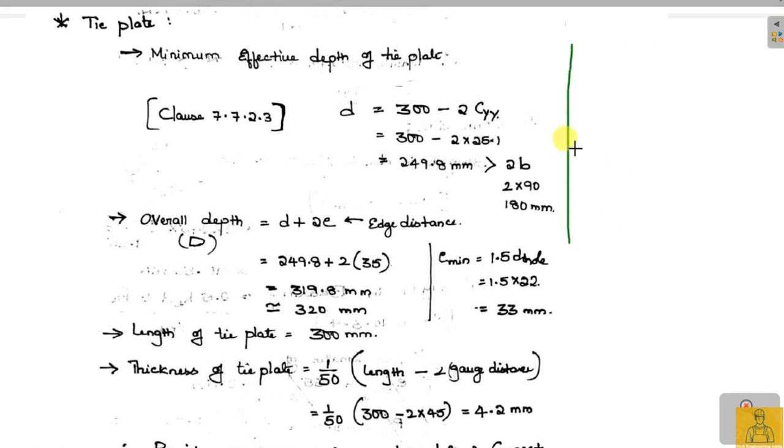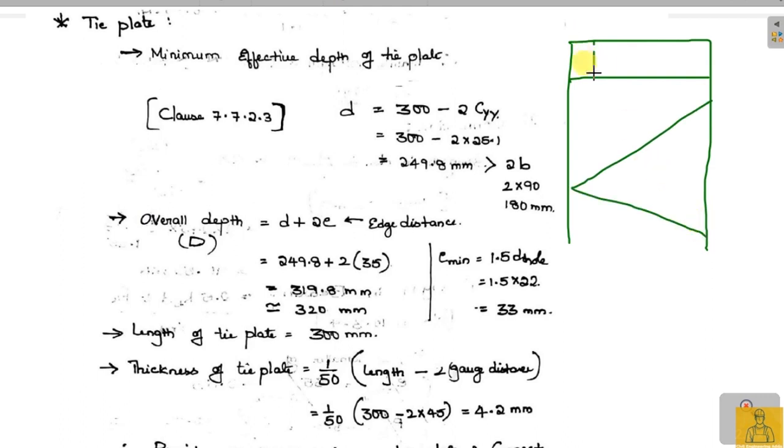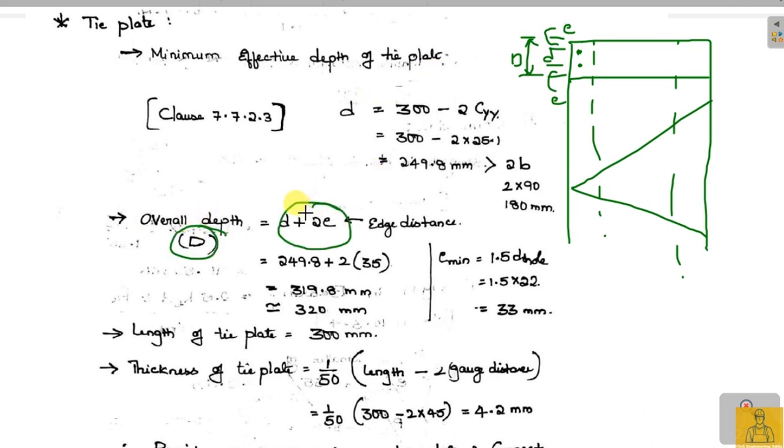See, this is the built-up column, and you have used a bolt over here and here. So this distance is small d, and this entire distance is capital D, and this small distance is E, and here also this is E. So you can see that capital D is equal to small d plus 2e.